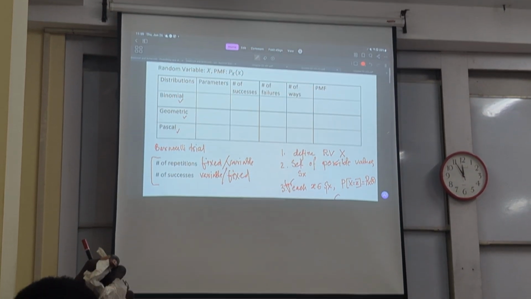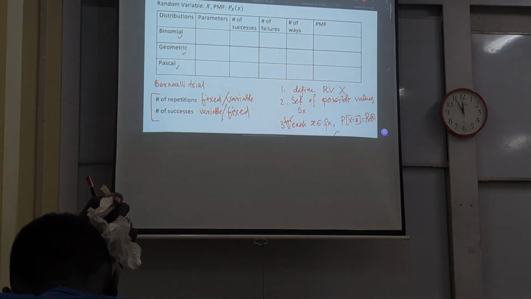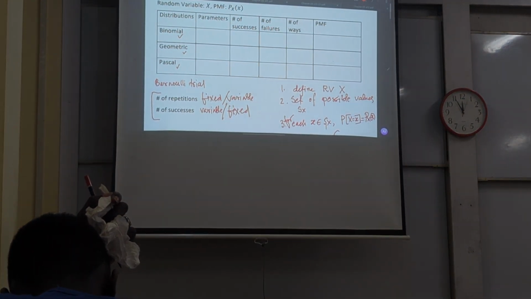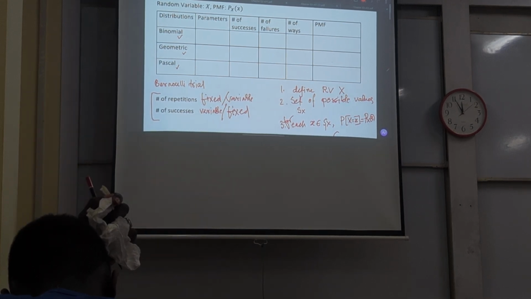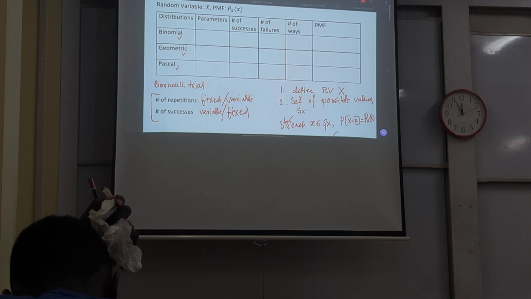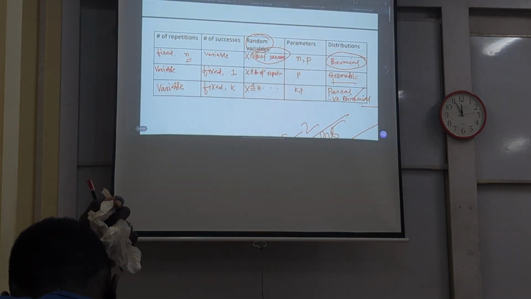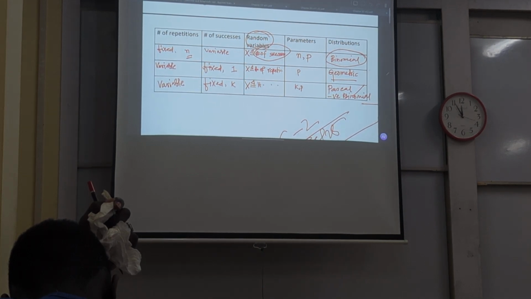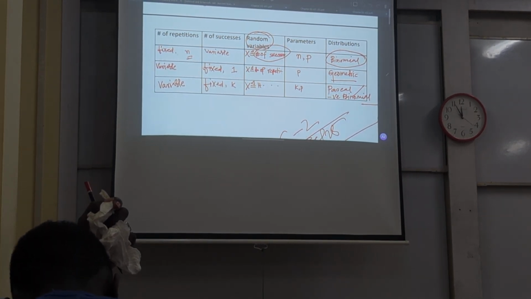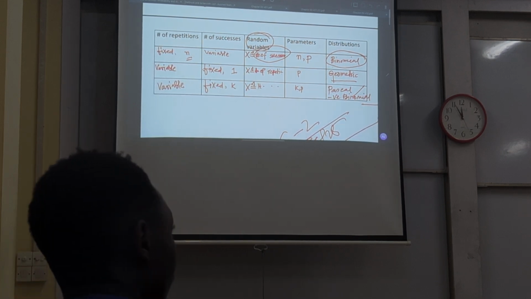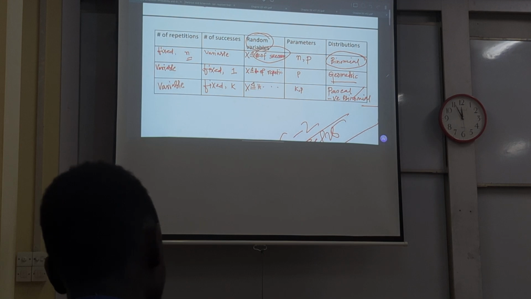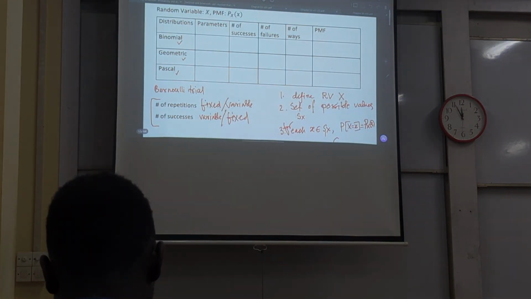Simple piece of information that you need to understand. For the binomial rule, whether the number of repetitions is a fixed quantity or the number of successes is a fixed quantity. When we have the binomial variable, then we say the number of repetitions n is fixed, and so the variable is the number of successes, and so we define the random variable to represent the number of successes. Is this clear?